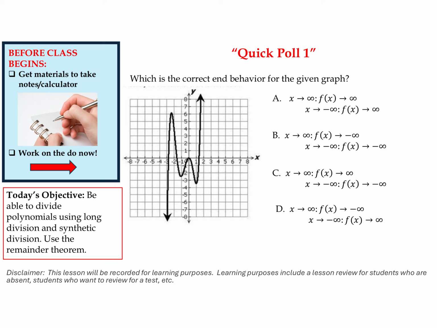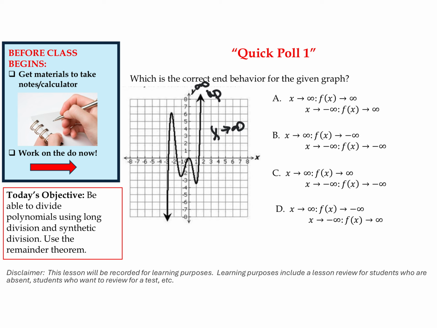Okay, let's look at this quick poll. It's talking about the end behavior for the given graph. We know that as x approaches infinity is on the right-hand side of the graph. This is going to be x approaches infinity. And to get what y is approaching, we are going to look at the arrow on that side. The arrow is pointing up, therefore it is approaching infinity.